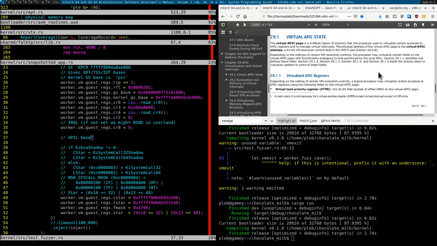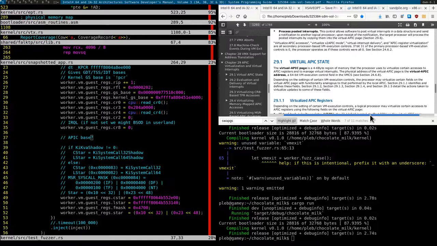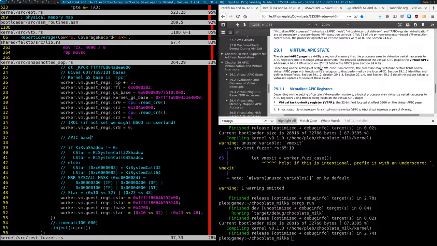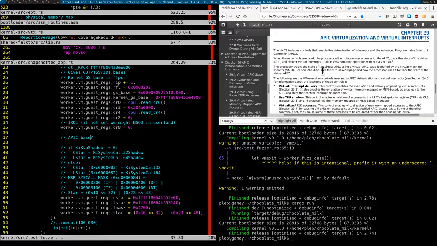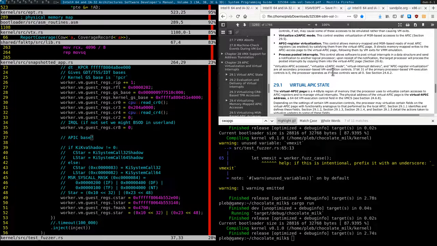How much work would this take to set up? I have to allocate a page, I have to zero it out, I have to map that in. Or I don't have to map it in. I don't think you map it into the VM, right? You just put it in the VAPIC... I think you just point the page to it.